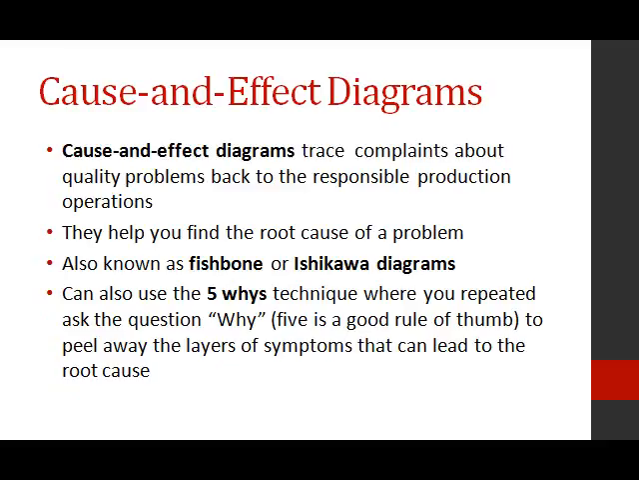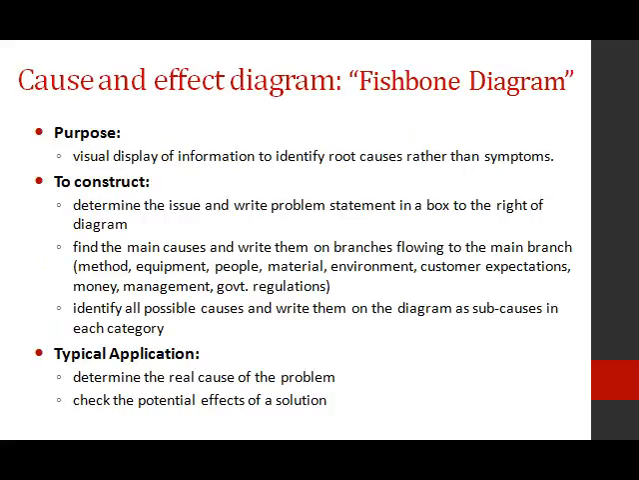Cause and effect diagrams trace complaints about quality problems back to the responsible production operations. They help you find the root cause of a problem. It is also known as a fishbone diagram. And you could also use the 5 whys technique, where you repeatedly ask the question why to peel back the layers of symptoms that can lead to the root.